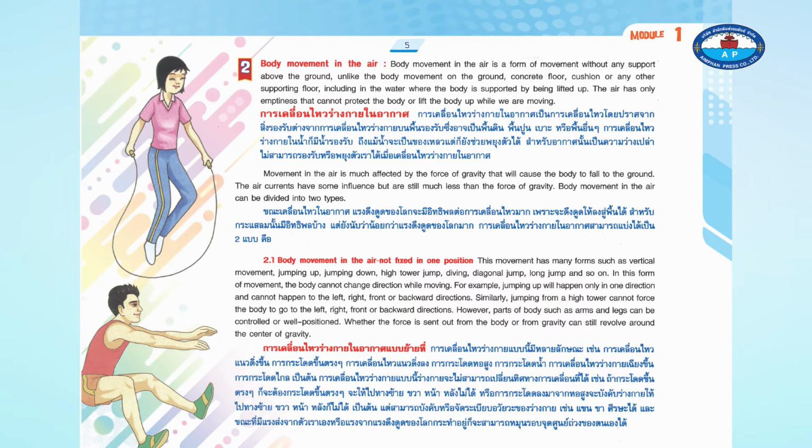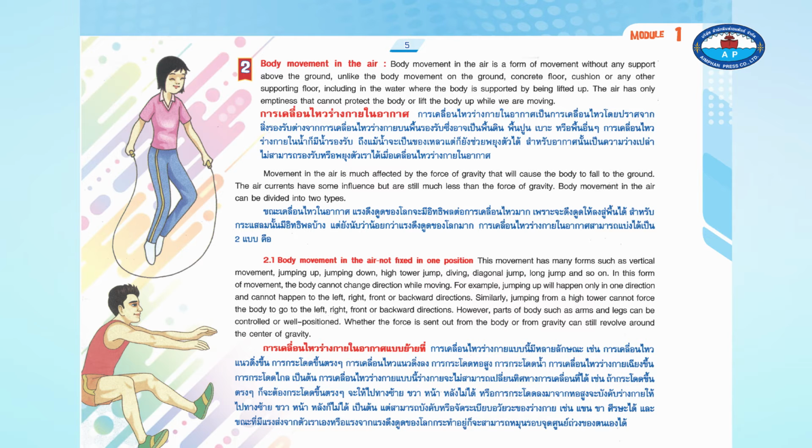Body movement in the air can be divided into 2 types. 2.1. Body movement in the air, not fixed in one position. This movement has many forms such as vertical movement, jumping up, jumping down, high tower jump, diving, diagonal jump, long jump, and so on.